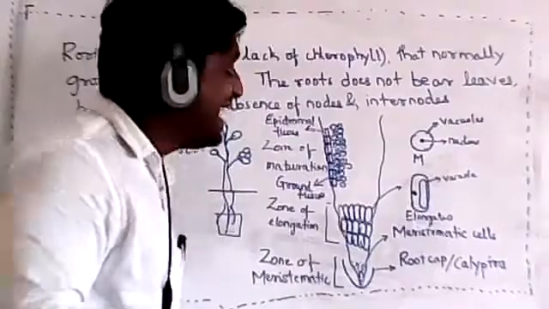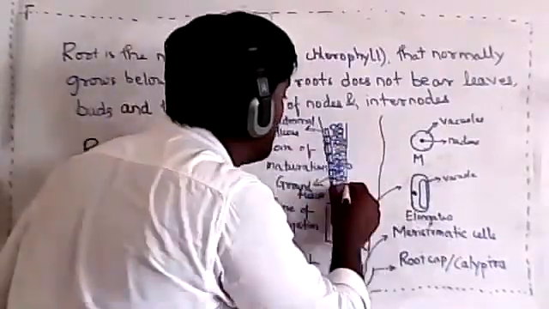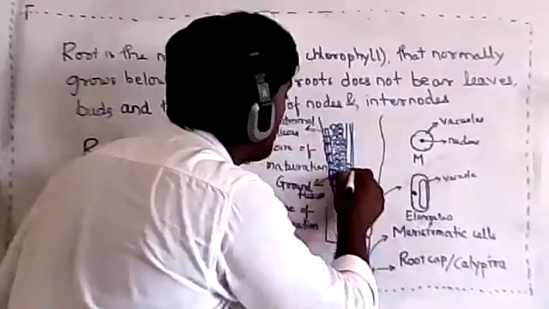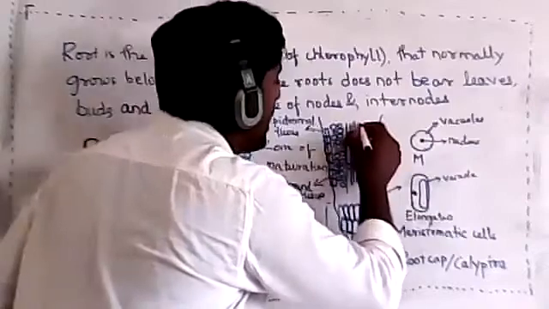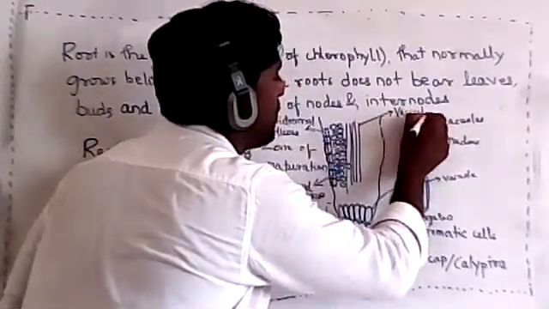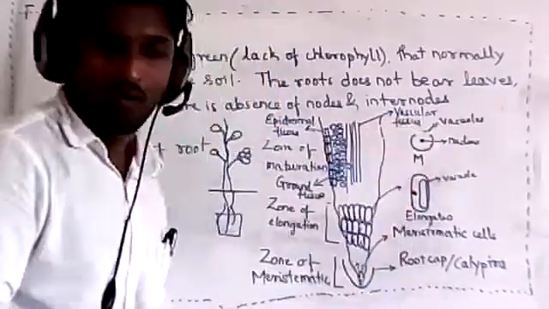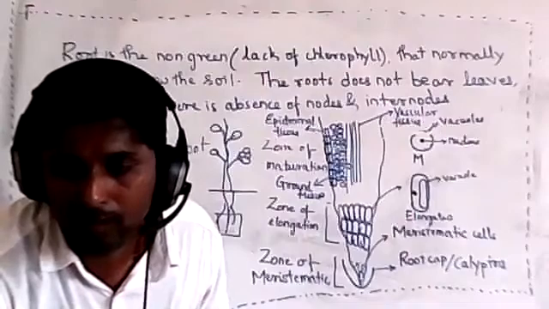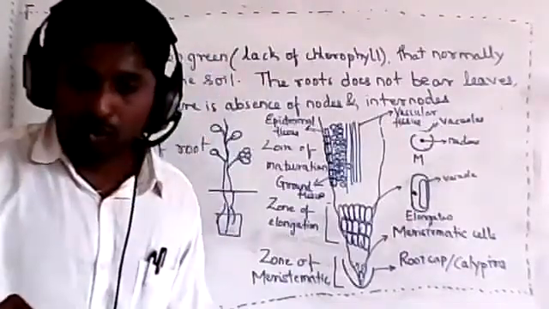And that inner layer of tissues, these are the inner layer of tissues. We call them vascular tissues. Okay, one minute. Once again I will explain to you.